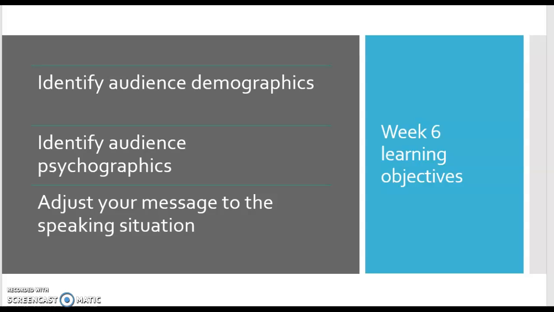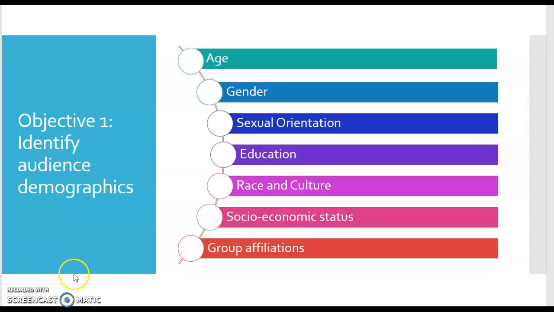So lots to cover this week. I will try to be concise yet thorough. So our first objective, identify audience demographics. You will see 8 items listed in front of you: age, gender, sexual orientation, education, race and culture, socioeconomic status, and group affiliations. These are the 8 indicators that are oftentimes measurable. So let's take a peek at each.